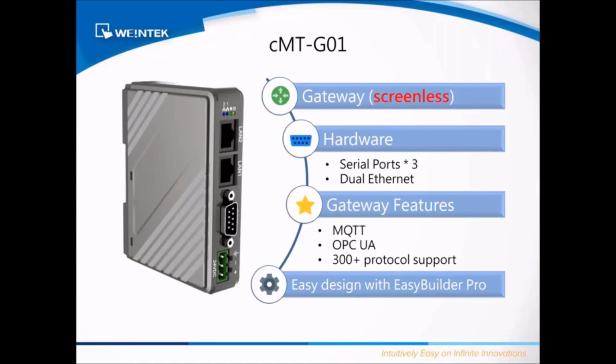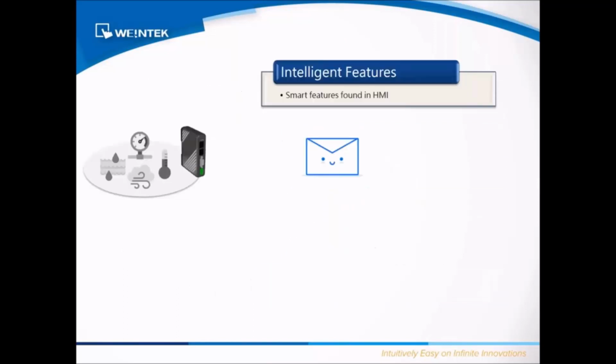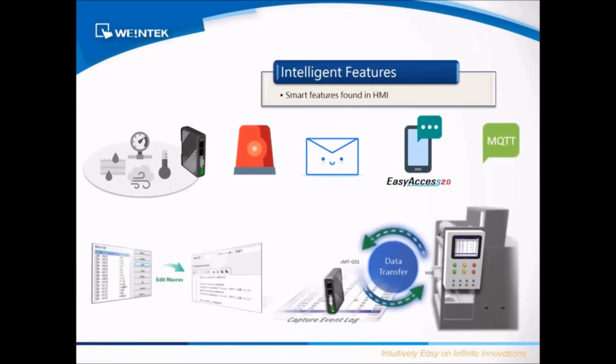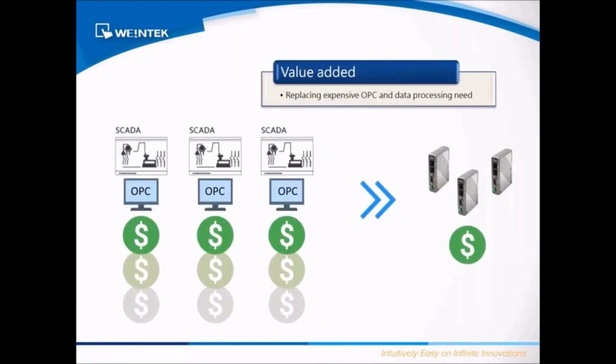Okay, so cMT-G01 is a screenless gateway. It has 3 serial ports supported and 2 Ethernet ports, so 1 for your office and 1 for your field devices. You will use EasyBuilder Pro to program this gateway. And the features that we have, I have just mentioned: email notification, Easy Access, data transfer, and macros.